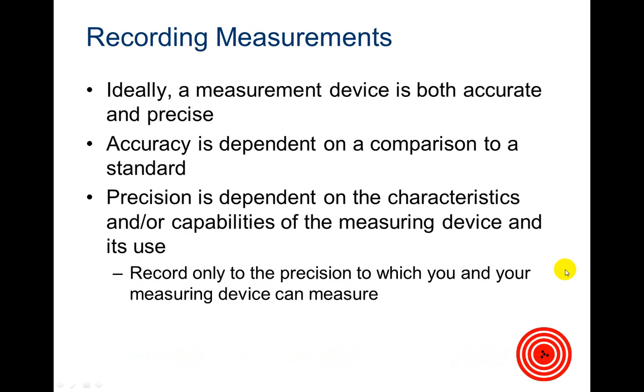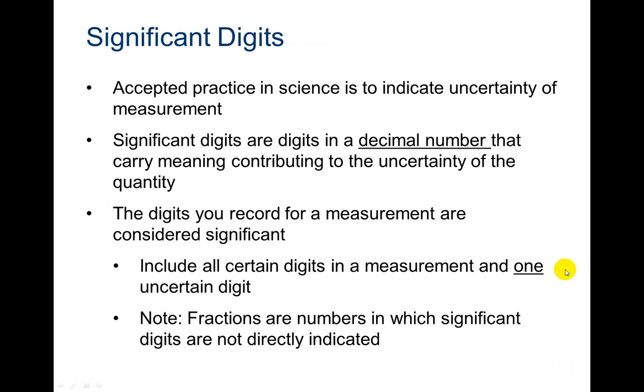So when we're recording these measurements, ideally, again, we're going for both accuracy and precision. Accuracy is dependent on a comparison to a standard, just like we had talked about before, and the precision is dependent on the characteristics and or capabilities of the measuring device and its use. So record only to the precision to which you and your measuring device can measure. So don't ever add extra digits after the decimal. Let me show you why in the next one. I'll explain why you're not going to want to add extras.